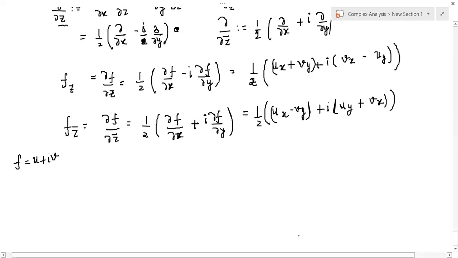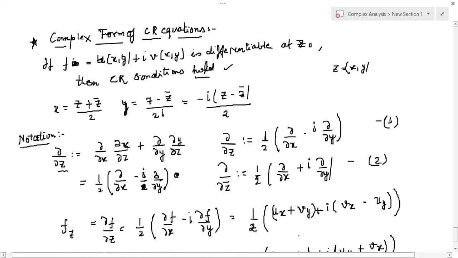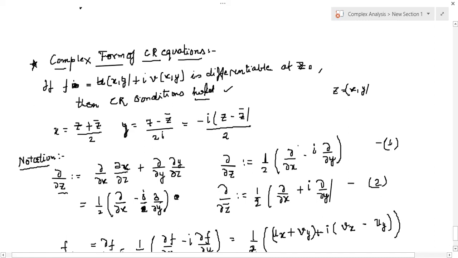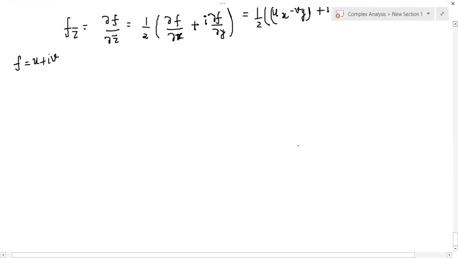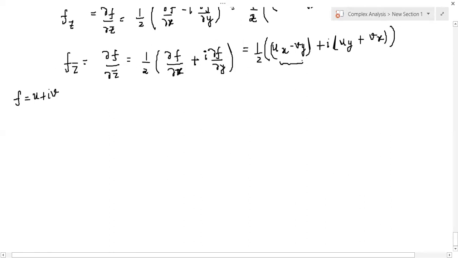Now just pay attention. You know that f is differentiable, so it implies what? Cauchy Riemann conditions must hold. And if Cauchy Riemann conditions hold, then ux must be equal to what? Vy, and uy must be equal to what? Minus of vx. So it implies that if f is differentiable at point z naught, then Cauchy Riemann conditions must hold at z naught.